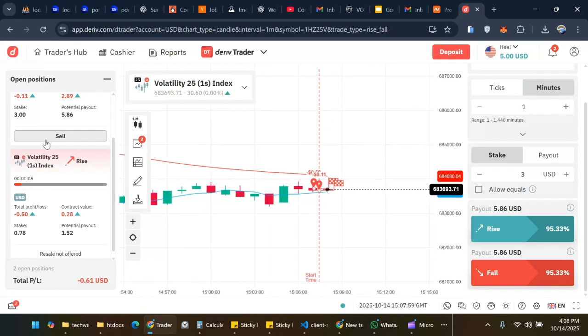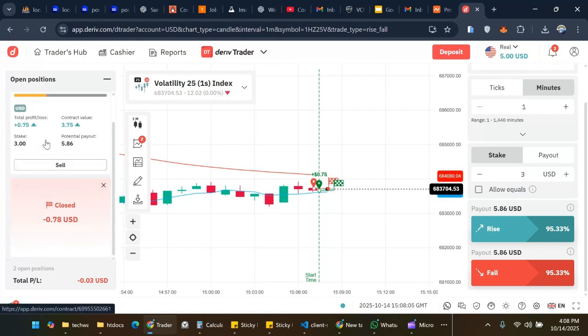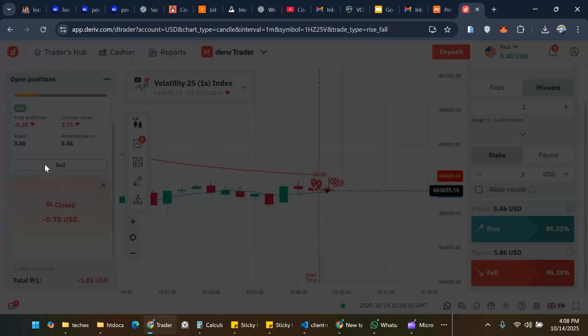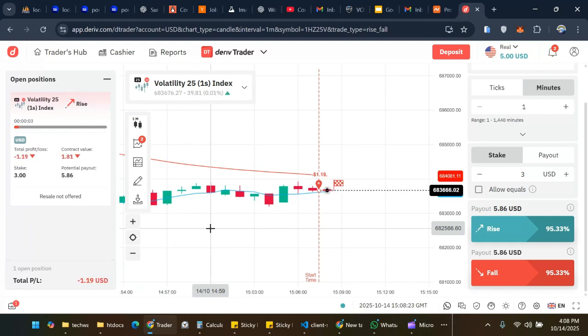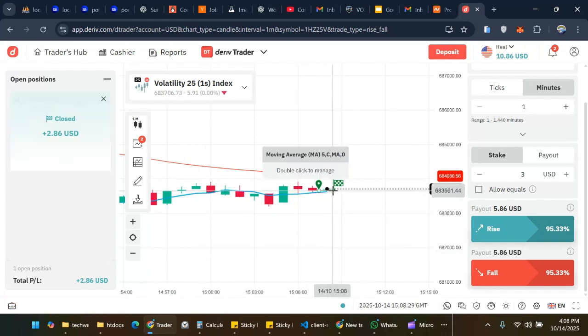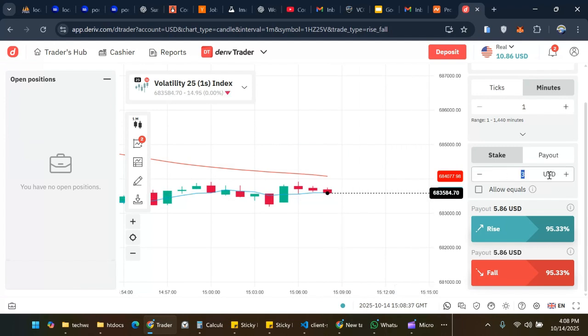So let's see how this goes. Okay, we lost that. So we have 10 minutes: 9, 8, 7, 6, 5, 4, 3, 2, 1, 0. Look at it. Can you see the brokers? They nearly cut us out, but we won with our $3.